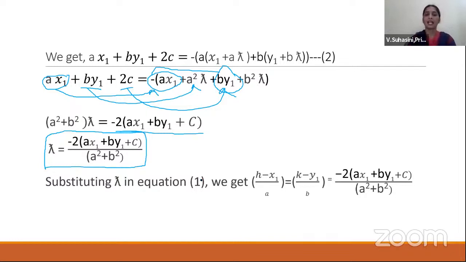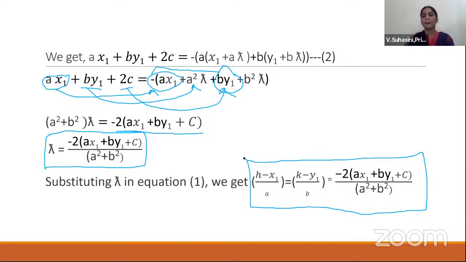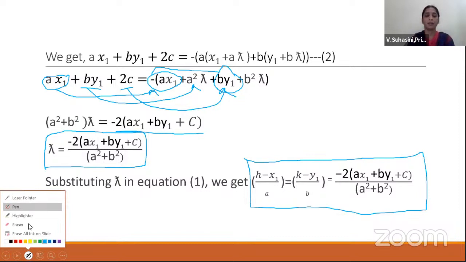And substituting this lambda value in the equation 1, we shall get (h minus x1) by a equal to (k minus y1) by b equal to minus 2 times (ax1 plus by1 plus c) by (a square plus b square). This is a proof of the image theorem, children.